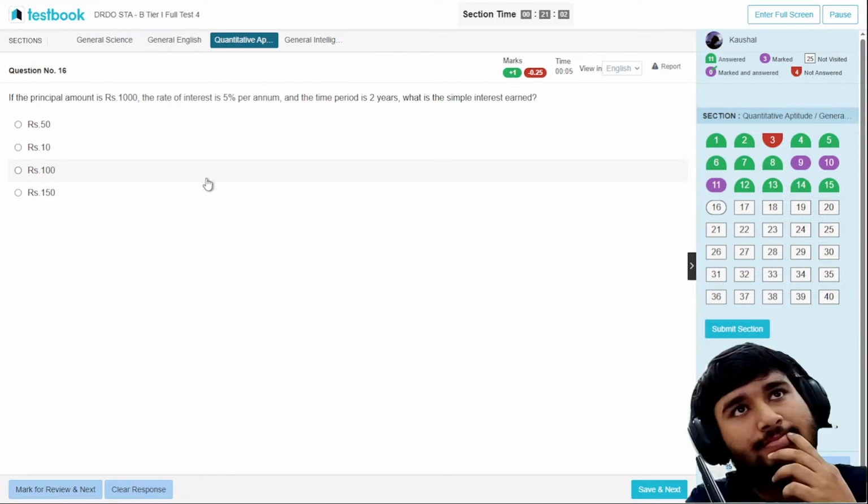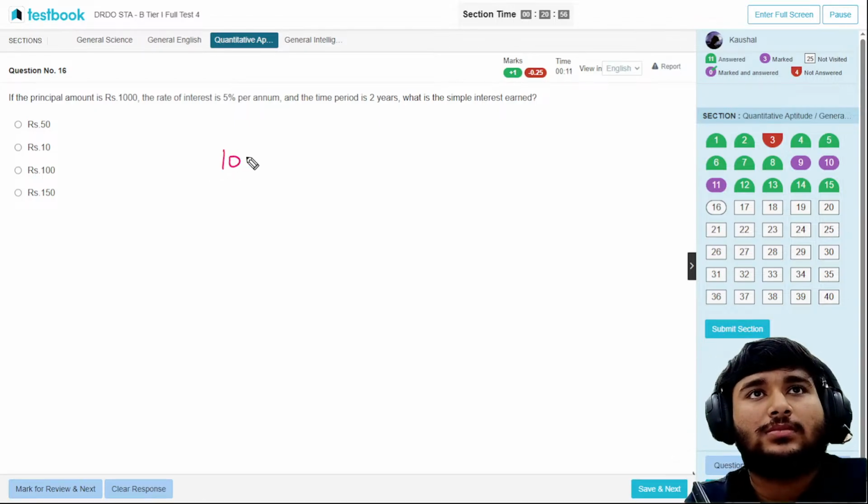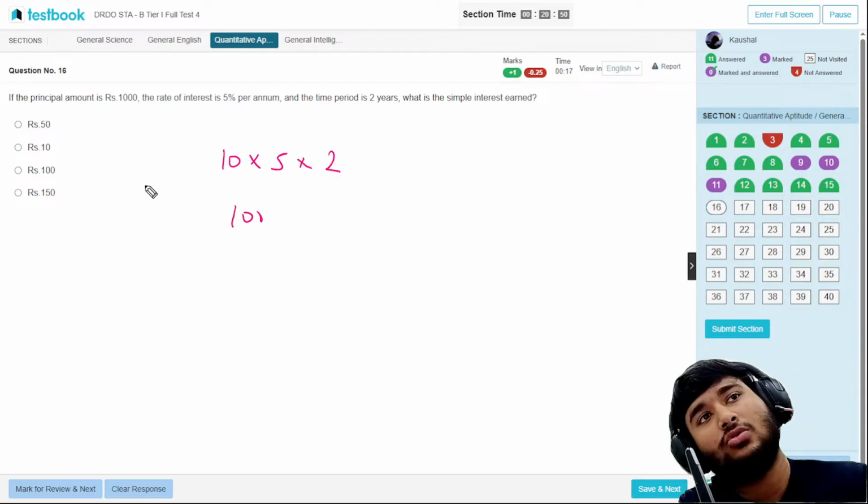The time period is 2 years. What is the simple interest?